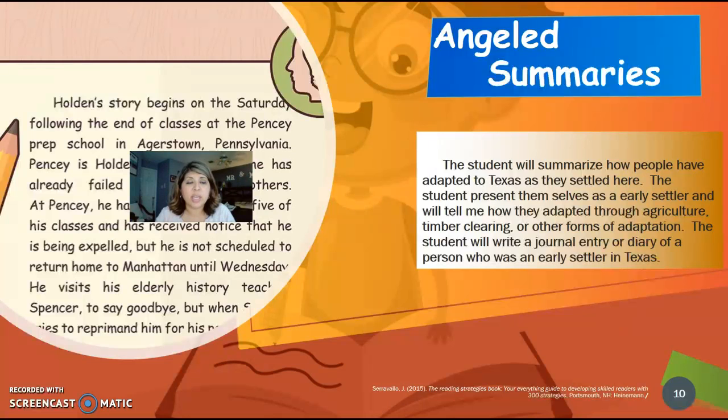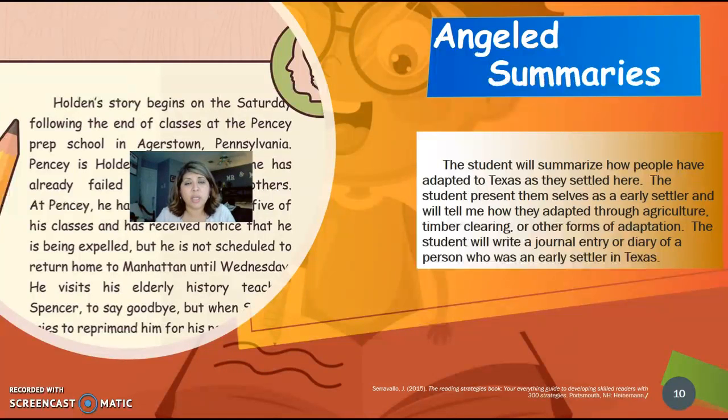And so I chose angled summaries here. I thought we could use this as a way for students to get really creative with their writing here. They could summarize what they've learned and also put it into perspective of a student, someone their age that may have come to Texas at this time.